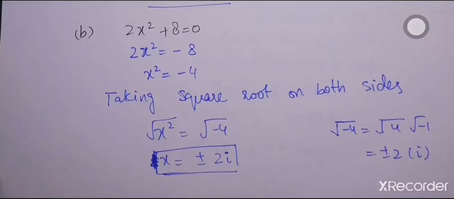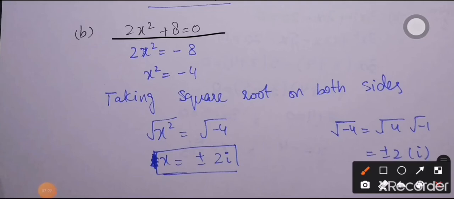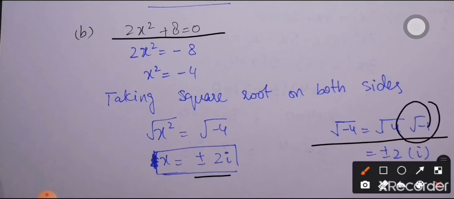Next part is 2x square plus 8 is equal to 0. I will shift 8 to the other side. 2x square is equal to minus 8, or x square is equal to minus 4. Taking square root on both sides, we are going to have x is equal to plus minus 2 iota. Whenever we have a negative number in the square root, we will have complex numbers. So square root of minus 4 can be written as square root of 4 into square root of minus 1. This square root of minus 1 represents a complex or imaginary number, that is iota, and the square root of 4 is plus minus 2, so we will have plus minus 2 iota as the answer.